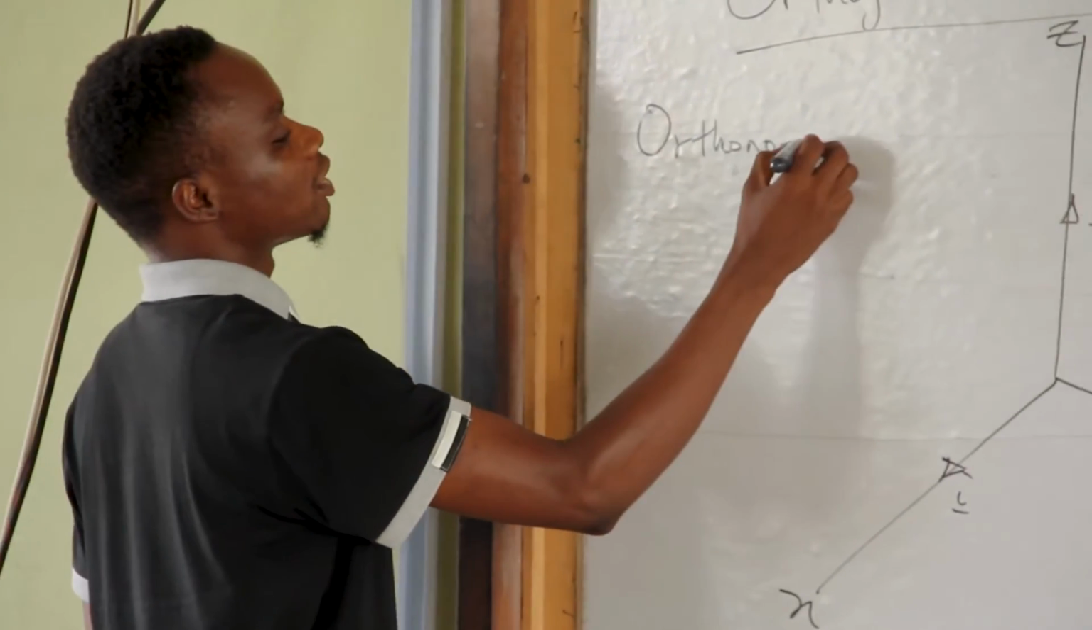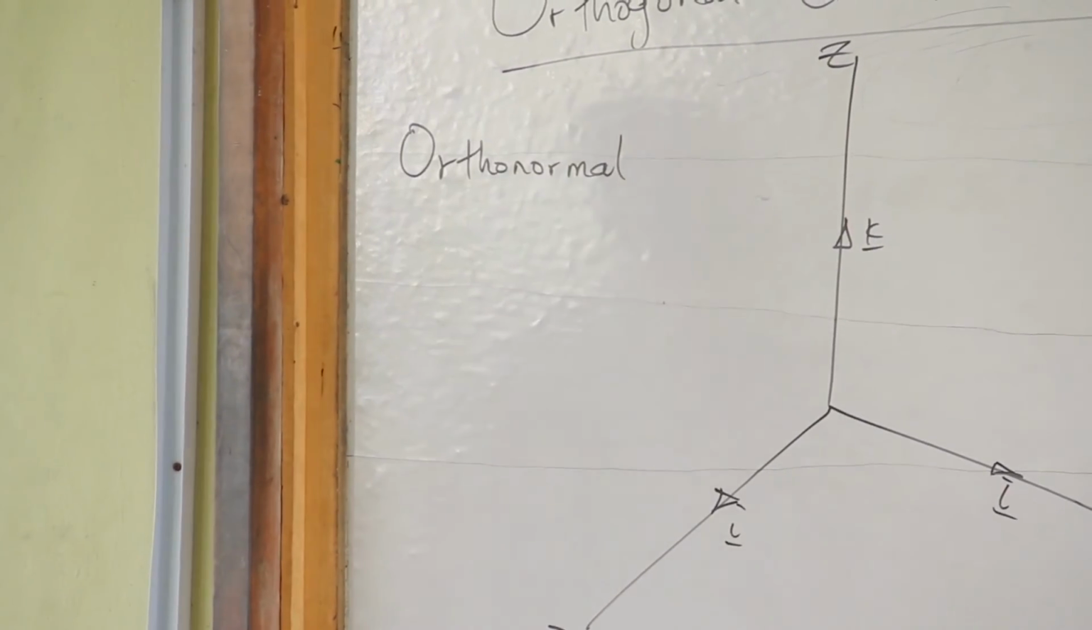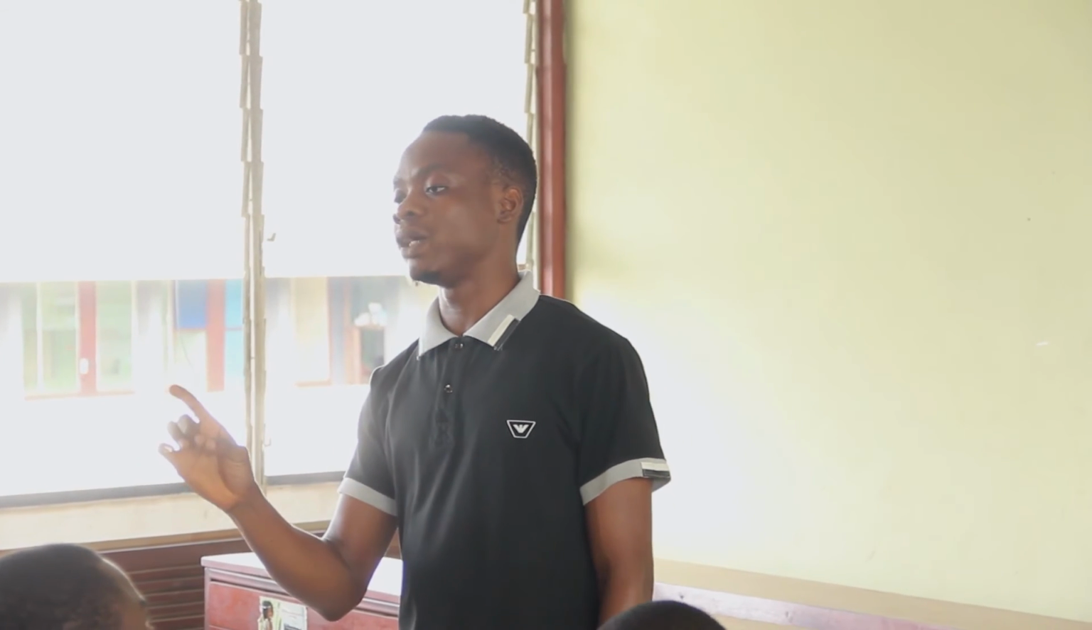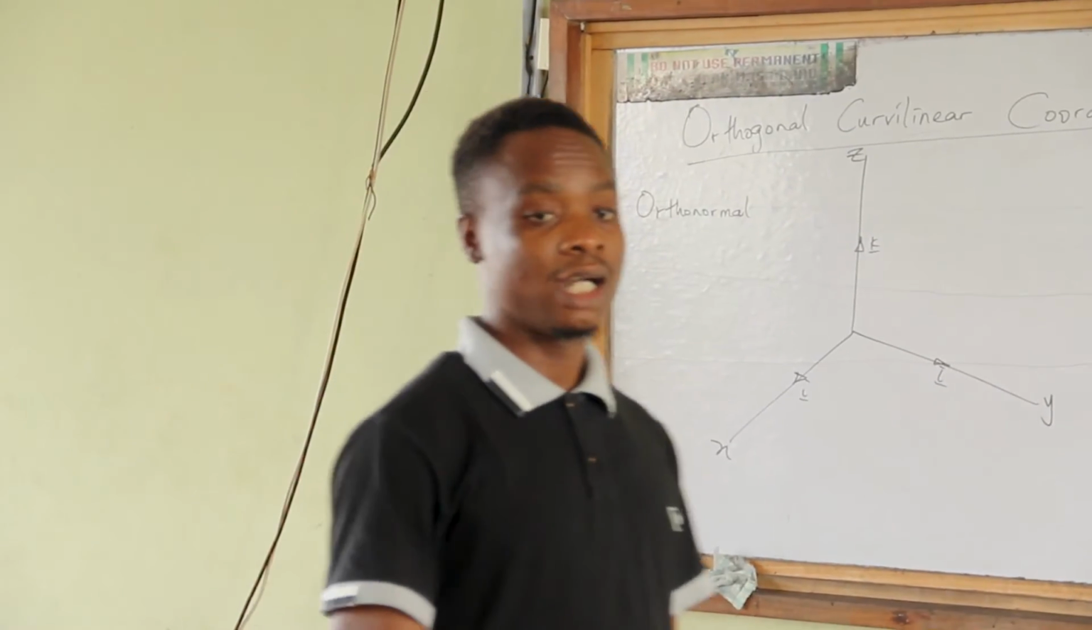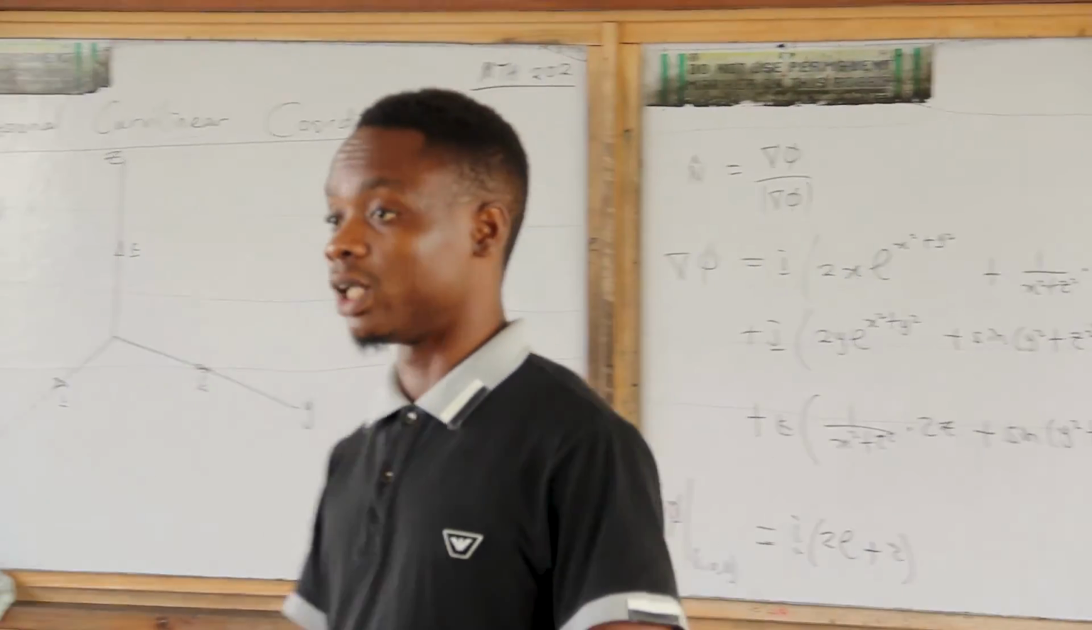You will definitely come across this word, orthogonal. When you hear the word orthogonal, it means mutually perpendicular. Orthonormal means that, in addition to that, they are of unit magnitude. So when I say orthonormal vectors, I'm talking about mutually perpendicular unit vectors. When I say orthogonal vectors, I'm talking about mutually perpendicular vectors. They are not necessarily unit vectors. Do you know the difference between them now?